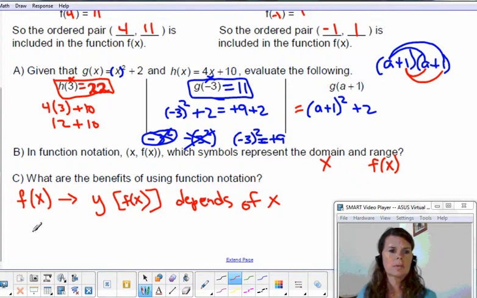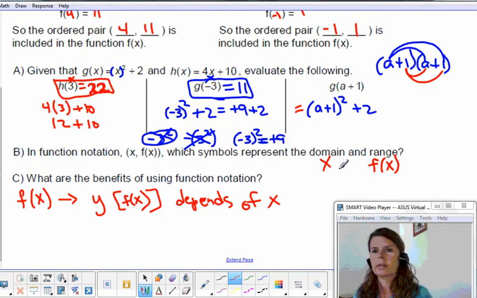Some answers might even be just like, oh, it makes me feel smarter, because look how complicated that looks compared to just using y. What are some other things you might write? Again, answers may vary. The main thing is that this shows that your y is a function of x. It depends on your x. I think that's the main advantage.